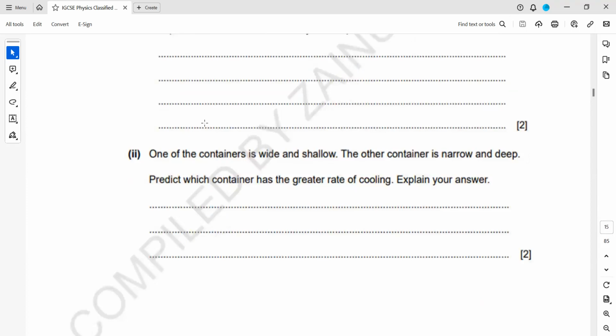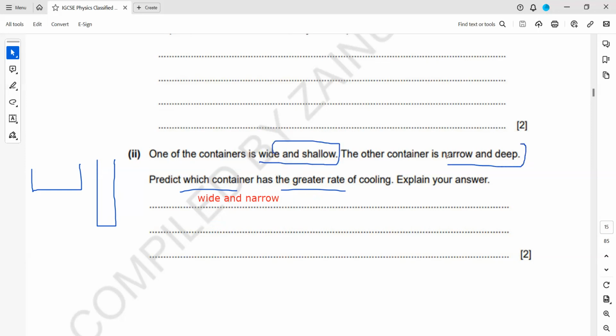One container is wide and shallow, and the other container is narrow and deep. Predict which container will have a greater rate of cooling, like which will cool down faster. It is either wide and shallow or narrow and deep. So it should be wide and shallow. And why wide and shallow? Because a greater number of the particles are exposed to the surroundings.